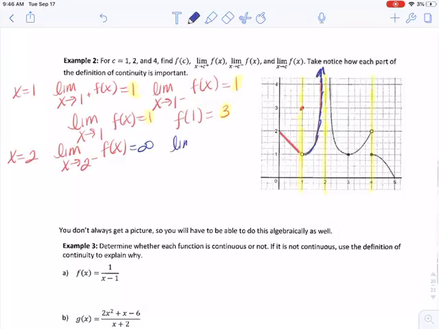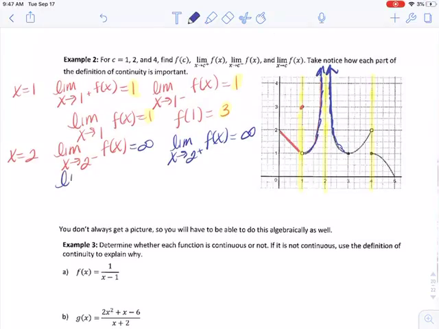The limit as x approaches 2 from the right of f of x. In this case, from the right, it's also going to infinity. But remember what I told you, limits don't exist at vertical asymptotes. So the limit as x approaches 2 of f of x is DNE, and that's because infinity can't equal infinity. All right. F of 2 is DNE.